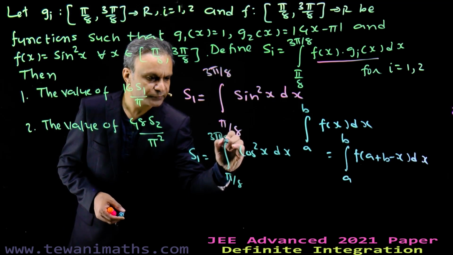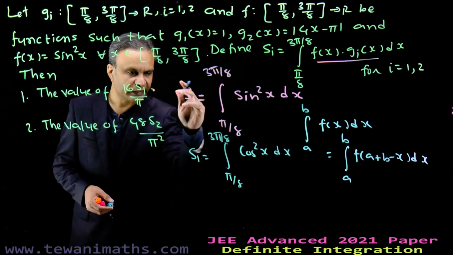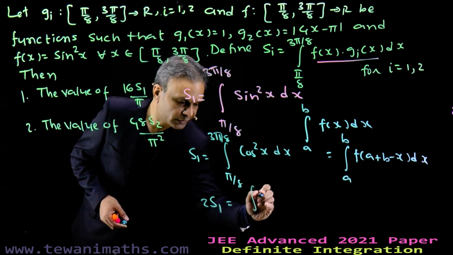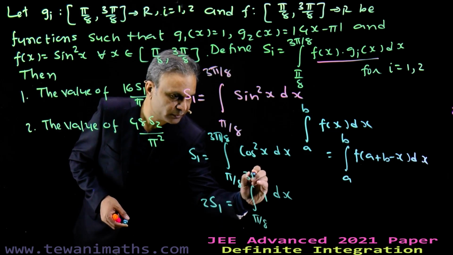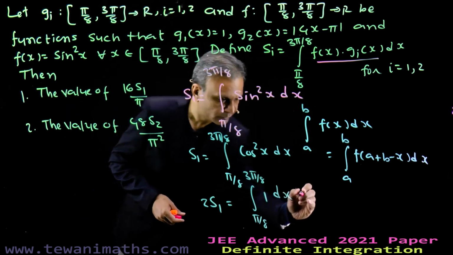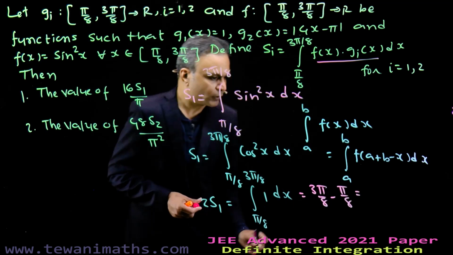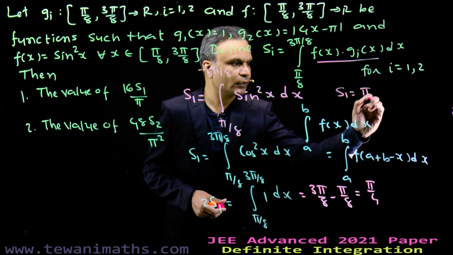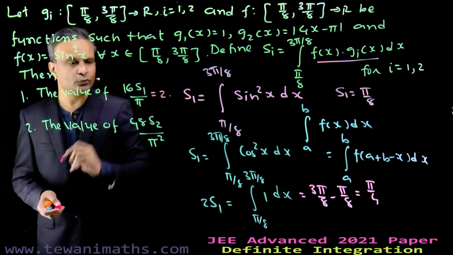What is the advantage? Sum of sine square x and cos square x is 1. So what do we do? We add these two S1s. We get 2 S1 is equal to integration of 1 from lower limit pi by 8 to upper limit 3 pi by 8. So this will be 3 pi by 8 minus pi by 8, or pi by 4. So the value of S1 will be pi by 8. For this value, here we get 16 S1 over pi is equal to 2.